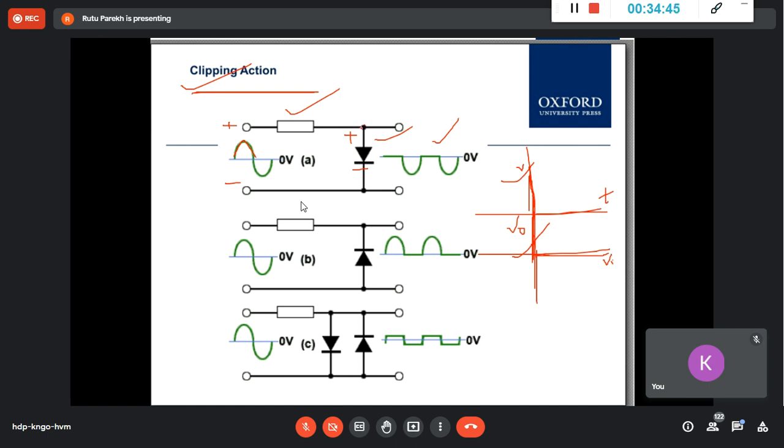Conducting means this is short. 0 volt. It has conducted, so it is shorted, yes or no? Yes, ma'am. Short means this point and this point are the same potential. So if I take the output across this and this, the difference is what? Zero. So for all of my positive half, what do I get as the output? 0 volt. Very good. Now, negative half. A negative phase, a positive phase. And what is this? The diode is open circuit.